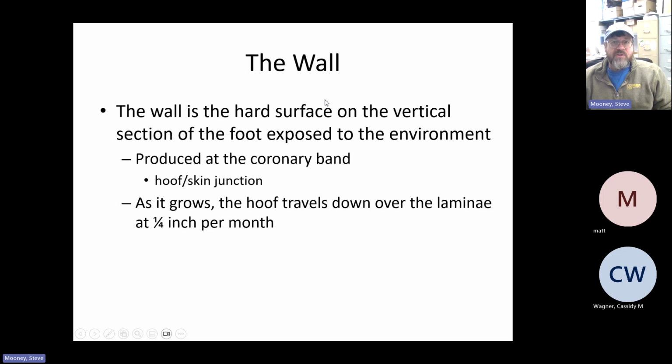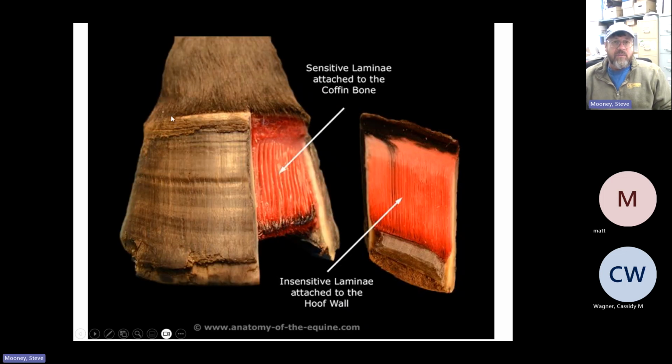So the wall is the hard surface on the vertical section of the hoof exposed to the environment. It's produced from that coronary band. I think I've seen coronet band. The idea behind that is crown, the root word for crown, the crown on the top of the hoof. So it's the hoof skin junction, and we're going to travel down the lamella or lamina a quarter inch a month. So we're looking at our coronary band up here producing that hoof. We hope we have something strong enough that's going to support the weight of the animal.